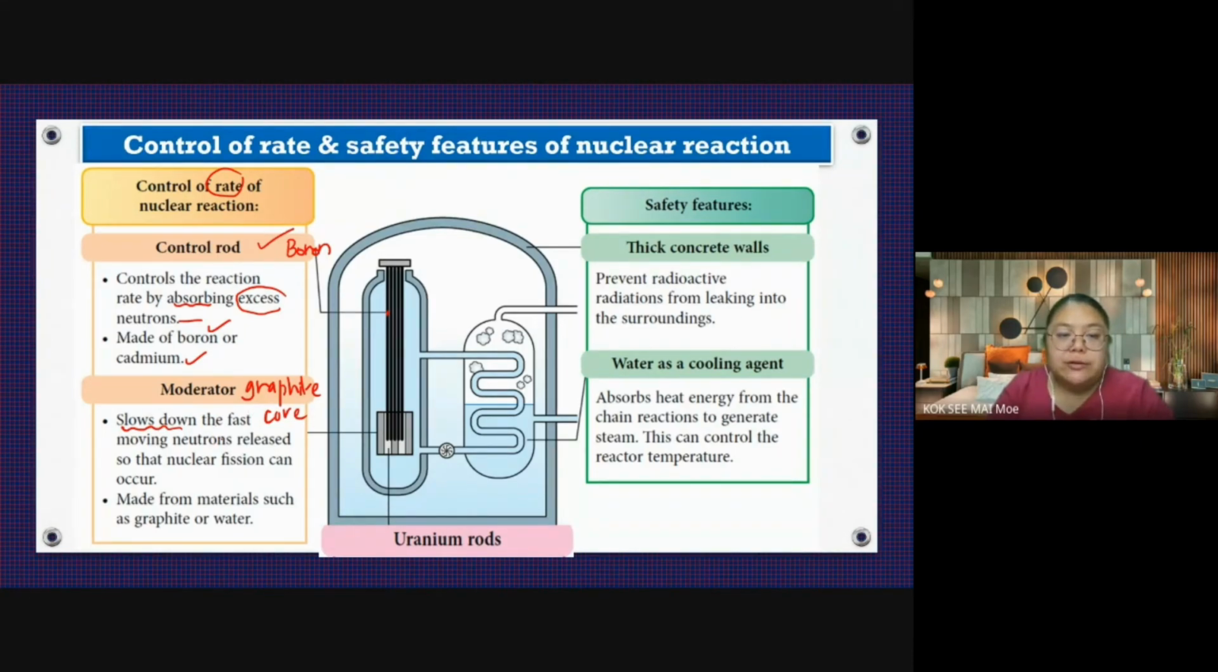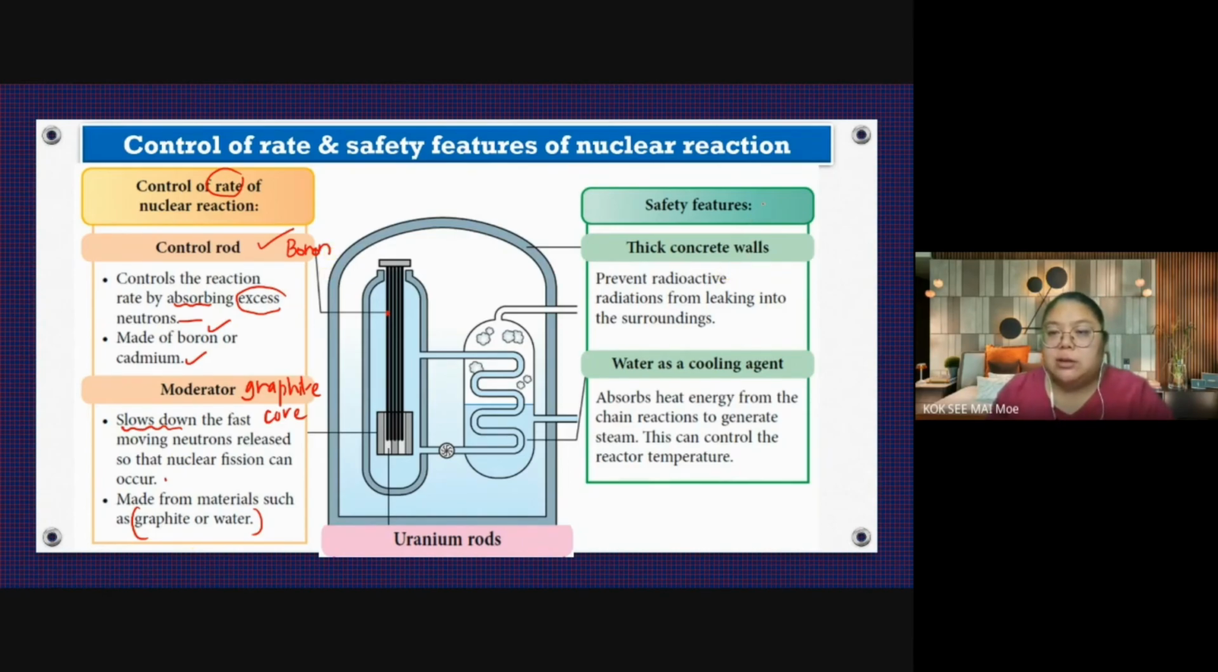So to slow down the fast-moving neutrons released so that nuclear fission can occur, we use materials such as graphite or water. This one is a different control rod, and the graphite core is different. One totally absorbs; if they absorb, they can reduce the rate of nuclear fission. Slow down means the nuclear fission still happens, but you can make it slow. The process still goes, but slowly. So this is the difference between graphite and boron.